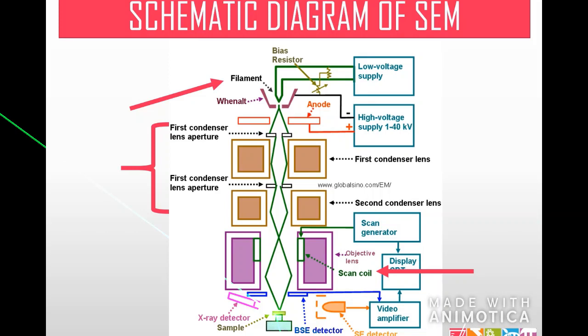When the primary electron beam interacts with the sample, the electrons lose energy by repeated random scattering and absorption within the specimen, in the interaction volume.